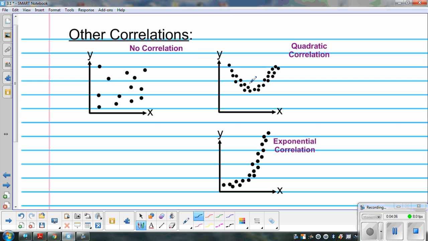The other 2 you may see, but we're not going to do a lot with, is you might see a quadratic correlation, which just means a U-shaped, or you might see an exponential correlation, which is the J shape if it's rising, or an L-shaped one if it's decreasing or falling. So we're not going to do a lot with quadratic and exponential, but I do want you to be able to identify them if necessary. And make sure you do have an example of what no correlation looks like. When you have those 3 done, go ahead and move on to the next slide.